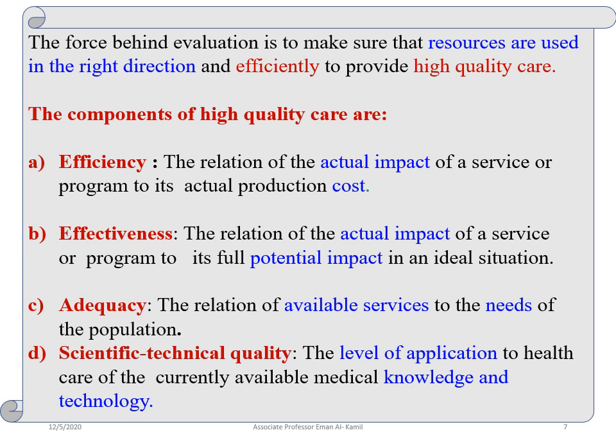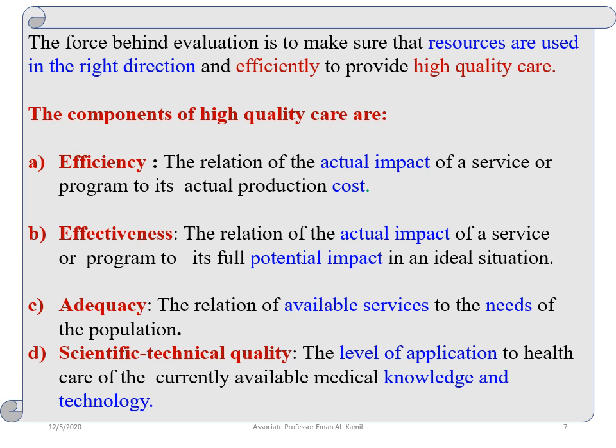So it is the relation of the actual impact of the service or the program to its full potential impact in the ideal situation, such as the impact of the vaccine on the population itself, measured by prevention of infection or by the coverage rate. Adequacy is the relation of the available services to the needs of the population.